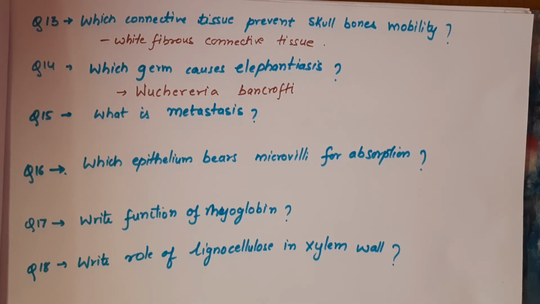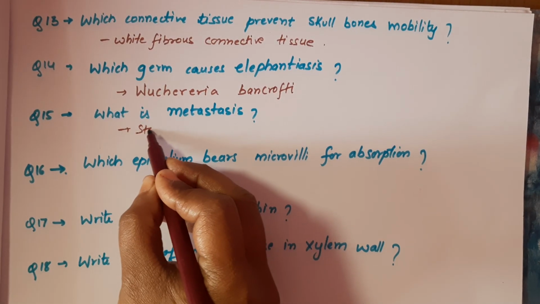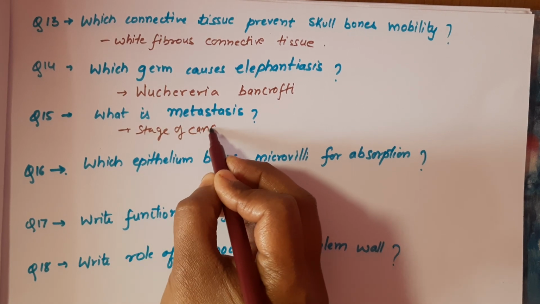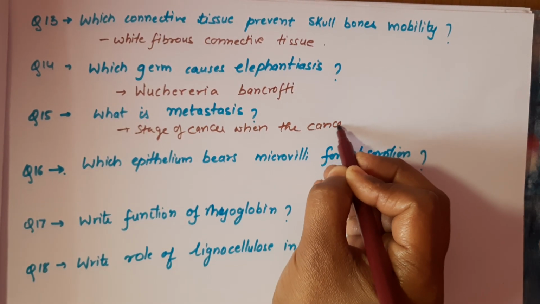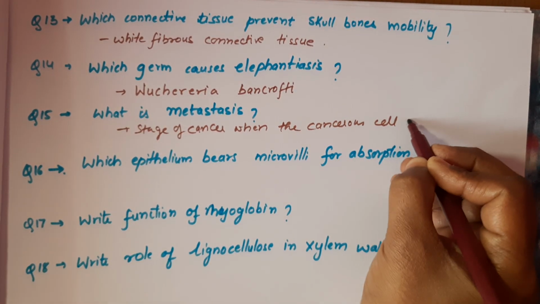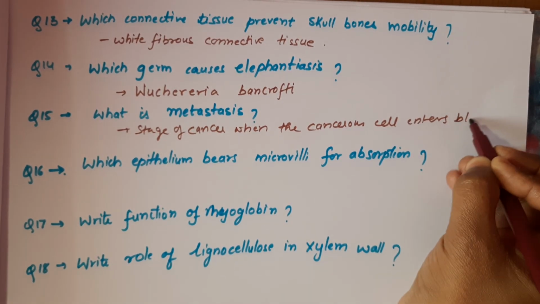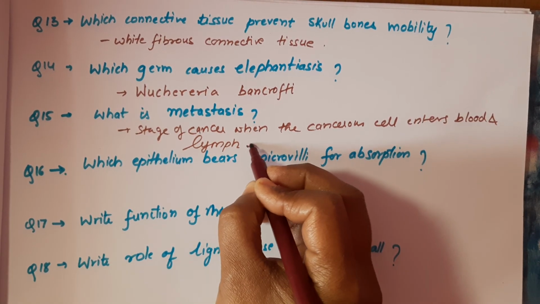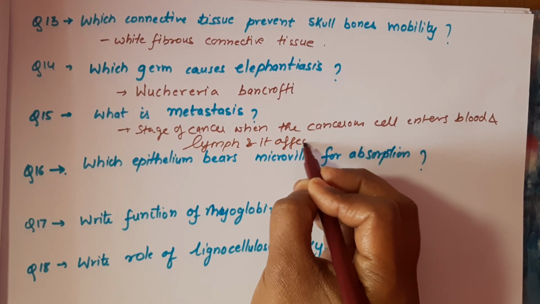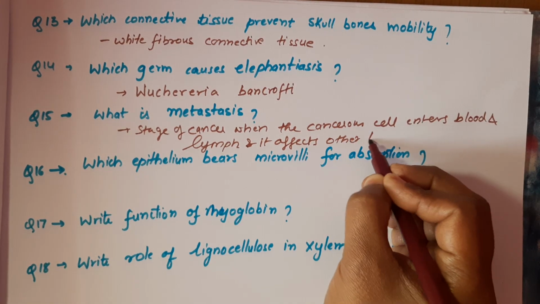The next question is, what is metastasis? It's a stage of cancer when the cancerous cells break away and enter the blood and lymph. This will affect other tissues also, so the other tissues also start becoming cancerous.